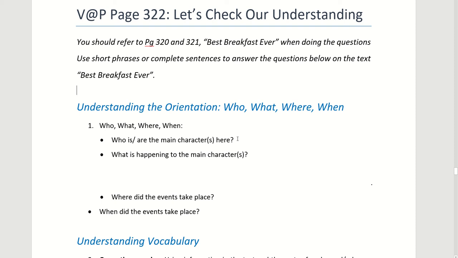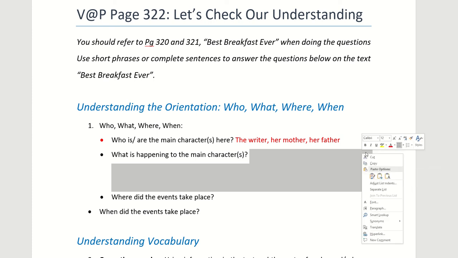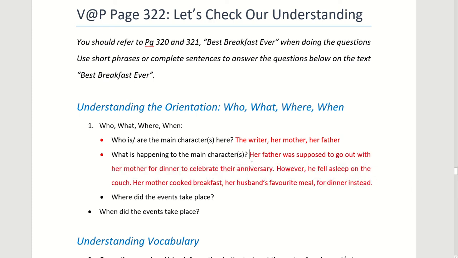Okay, so who are the main characters here? The writer, her mother, her father. Right? What is happening to the main characters? Her father was supposed to go out with her mother for dinner to celebrate their anniversary. However, he fell asleep on the couch. Her mother cooked breakfast, her husband's favorite meal, for dinner instead.